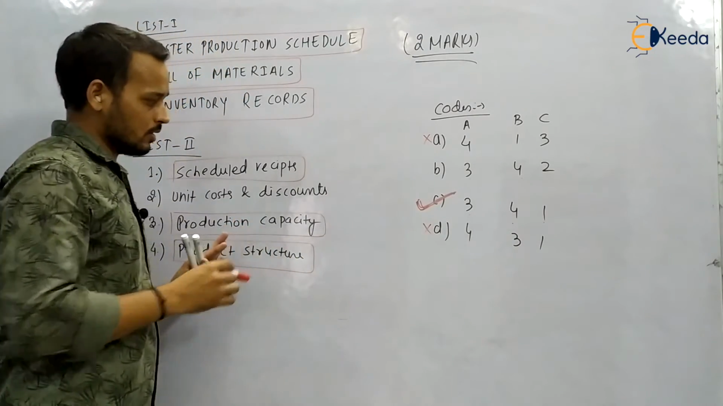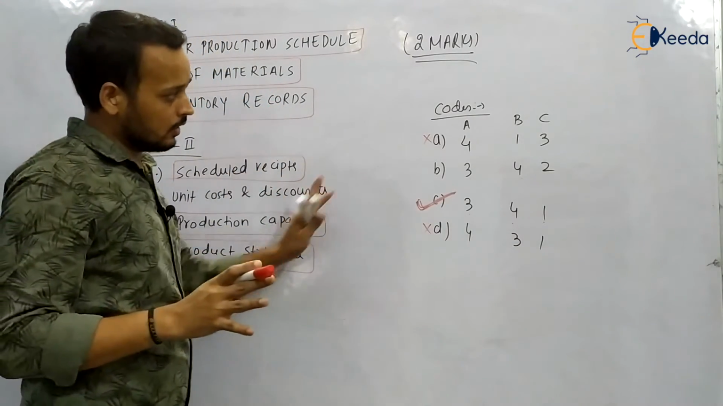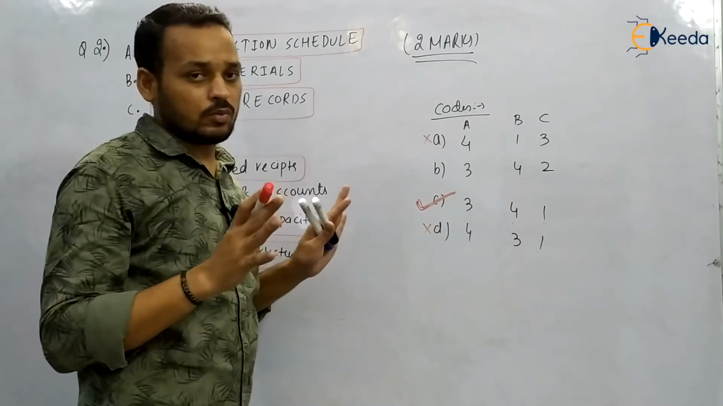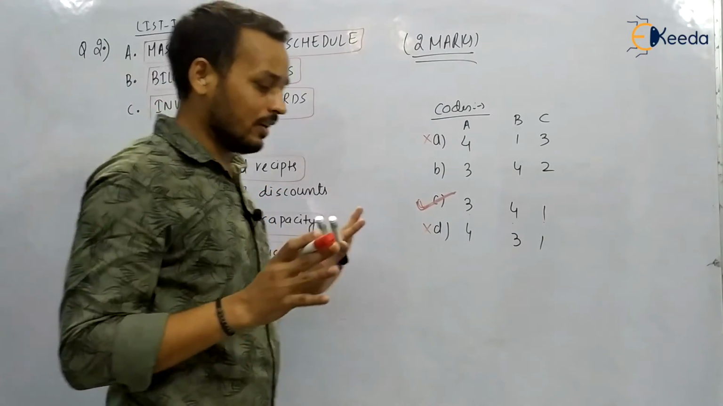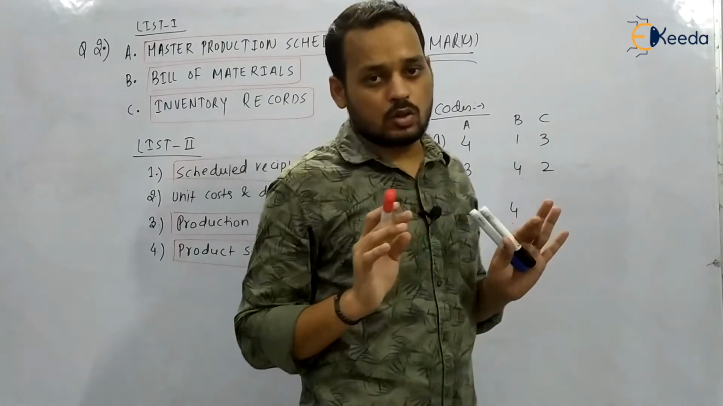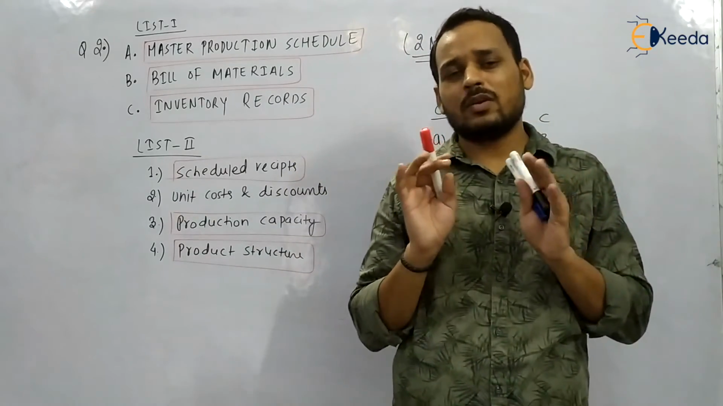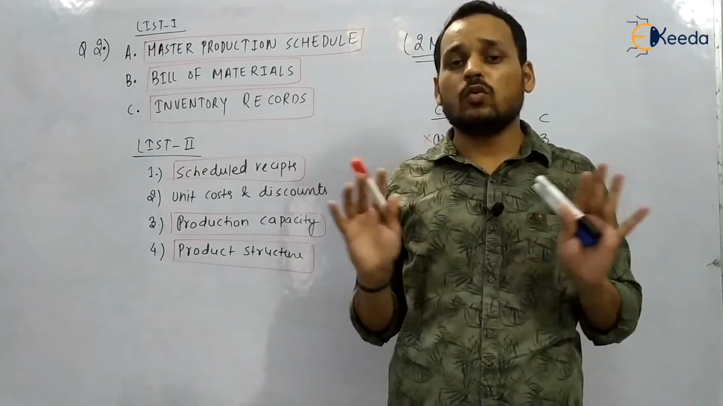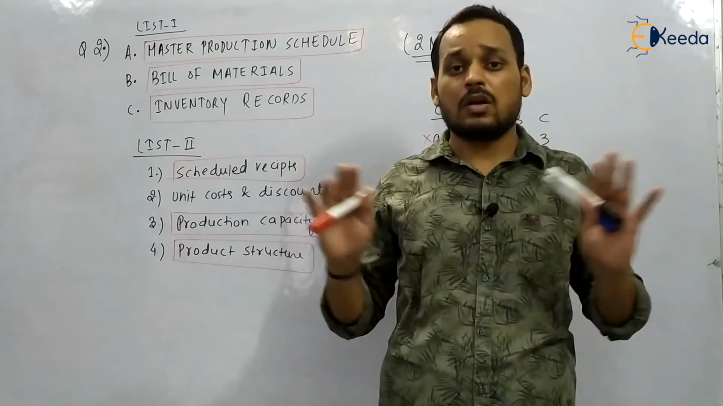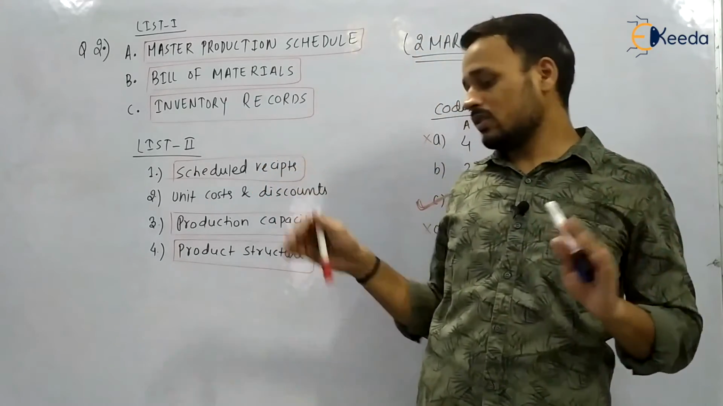So very easy questions. You know the meaning of each and everything. So match the column type of questions can arise from MRP theoretical type of questions. So you have to remember the theory, and very simple theory. You do not have to worry, you do not have to remember much. So just go through this theory.